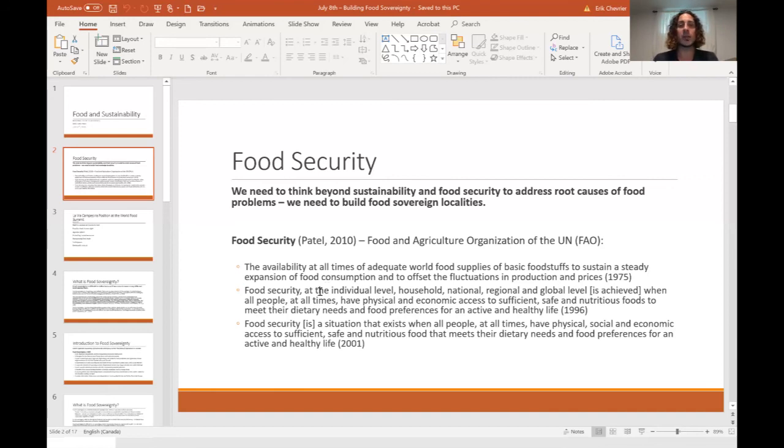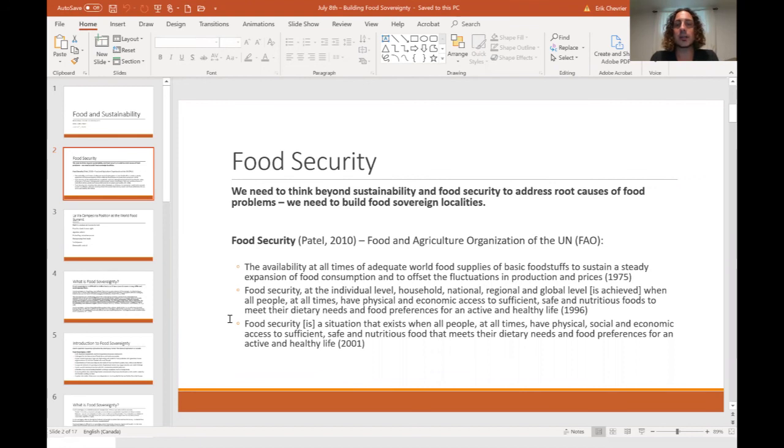As time went on, the definition of food security became a bit more in depth, and more connected to people's cultural dietary needs and to having an active lifestyle. So here you'll see the definition changes. Looking at food security at an individual, household, national, regional, and global level, it is achieved when all people at all times have the physical and economic access to sufficient, safe, nutritious foods to meet their dietary needs and food preferences for an active, healthy life.